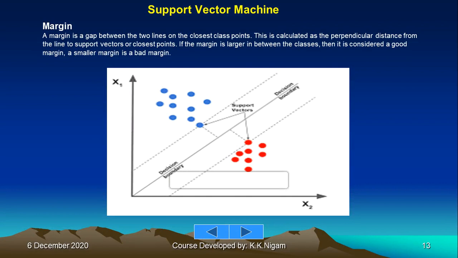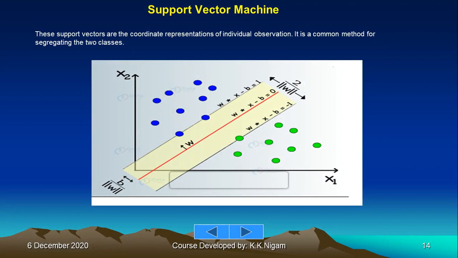Now, margin is a gap between the two lines to the closest class points. This is calculated as the perpendicular distance from the line to support vectors or closest points. If the margin is larger in between the classes, then it is considered a good margin. A small margin is a bad margin. So that is why this can be understood with the help of drawing the lines, etc. These support vectors are the coordinate representations of individual observations. It's a common method for segregating the two classes.